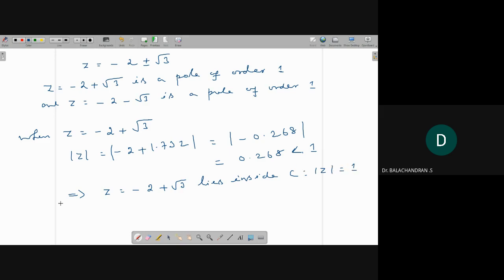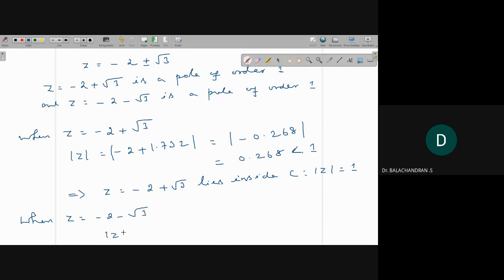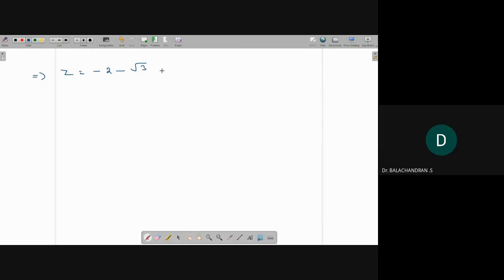Similarly, when z equal to minus 2 minus root 3, mod z equals the modulus of minus 2 minus root 3, which is 2 plus 1.732, that is 3.732, which is greater than 1. So this implies z equal to minus 2 minus root 3 lies outside C. C is mod z equal to 1.